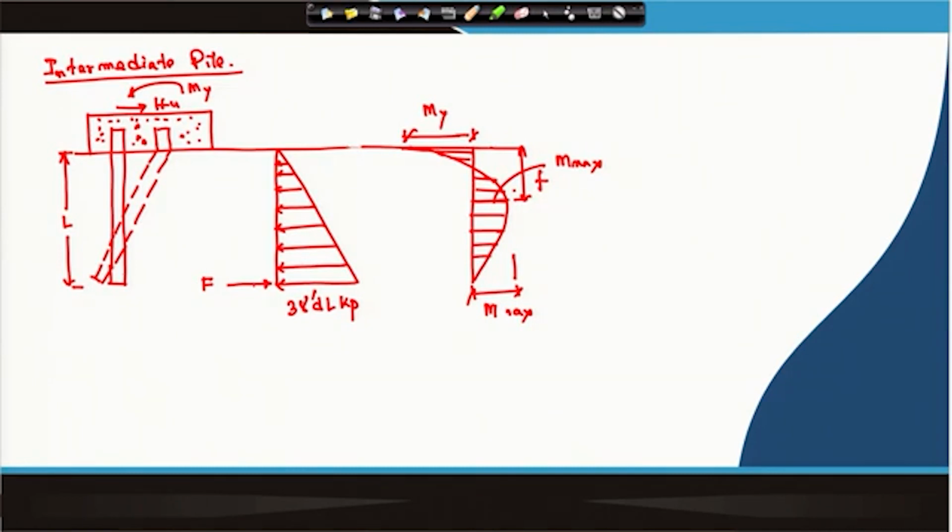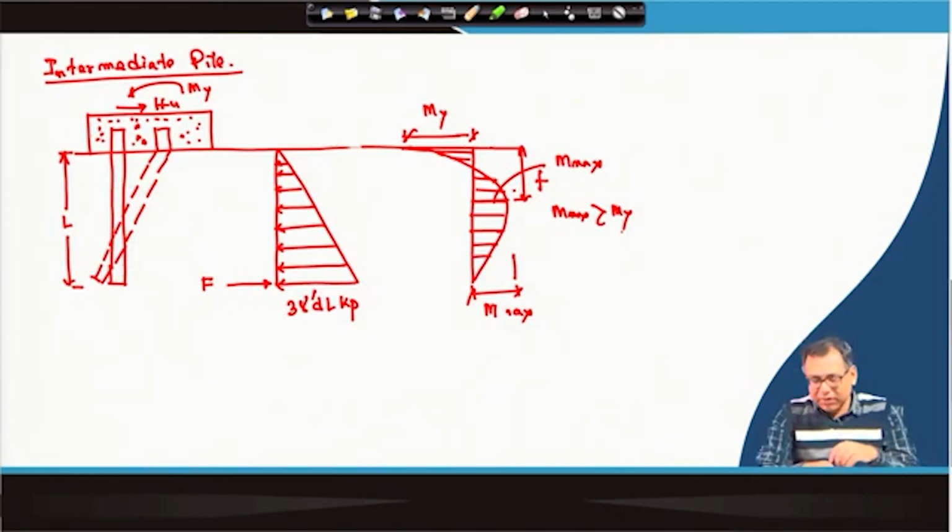So, for the intermediate case, definitely M max is greater than M y. If M max is less than M y, then it will be a long pile case. I have discussed this. So, this is the M max greater than M y case. Now, what are the forces?